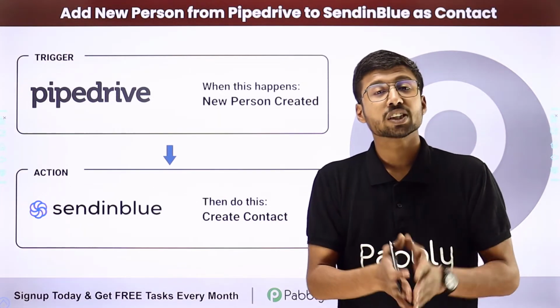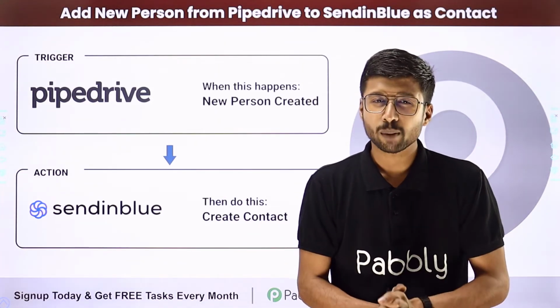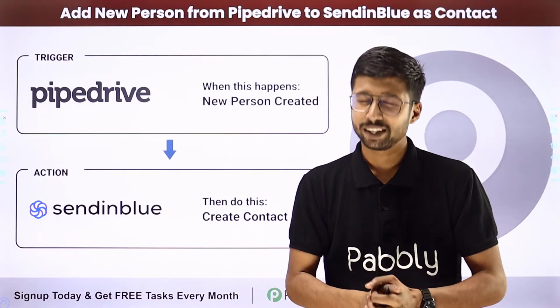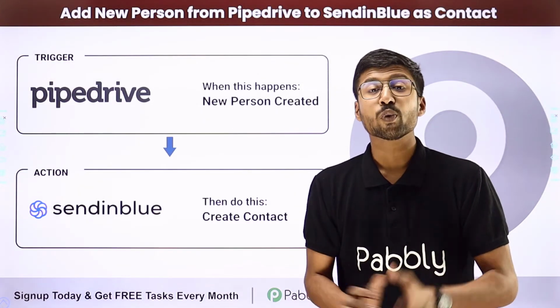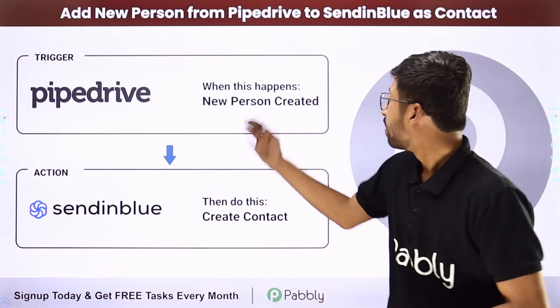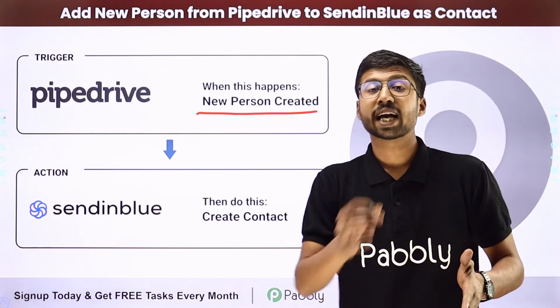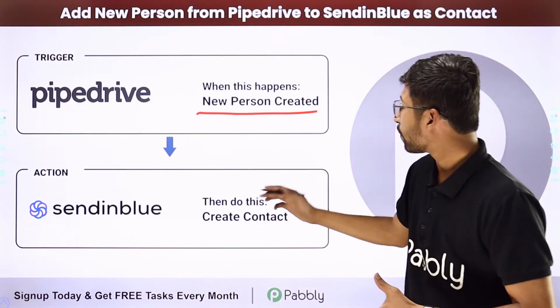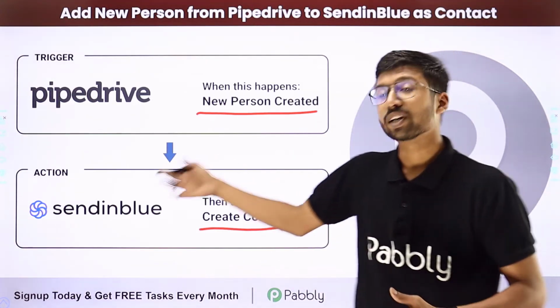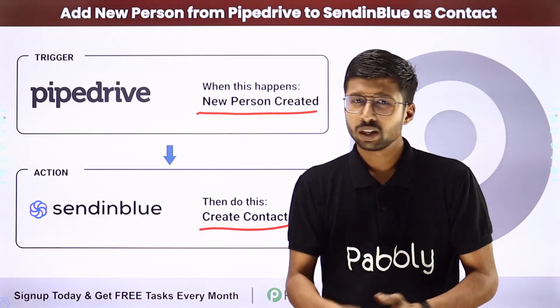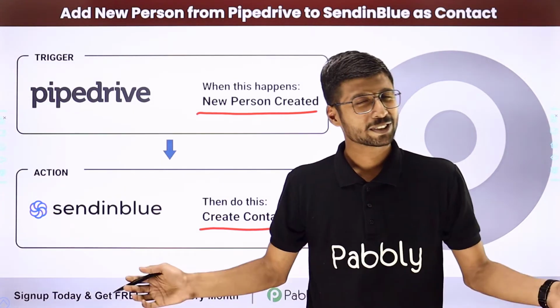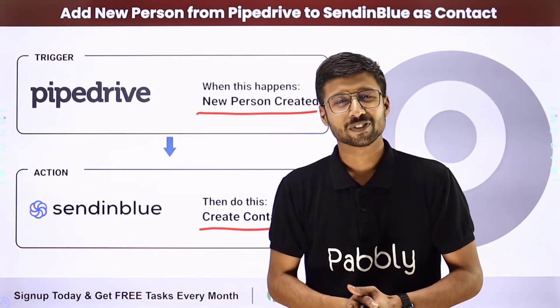Now guys, the manual process of adding the same person into different applications can be very repetitive and time consuming. So in this video, we are going to set up an automation in which whenever a new person is created in Pipedrive, automatically the exact same person will instantly be added as a new contact in Sendinblue as well. So how can you set up this automation? To know this, you have to come with me to my screen.